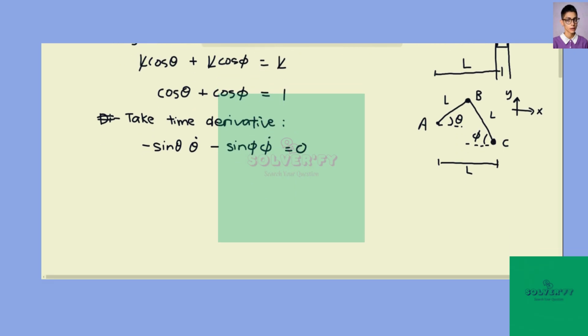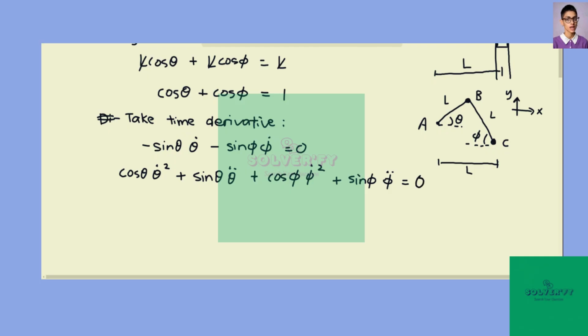And if you take another time derivative, because we need acceleration, it's better to do it one more time. Then you have cosine theta theta dot squared plus sine theta theta double dot plus cosine phi phi dot squared plus sine phi phi double dot equals 0.